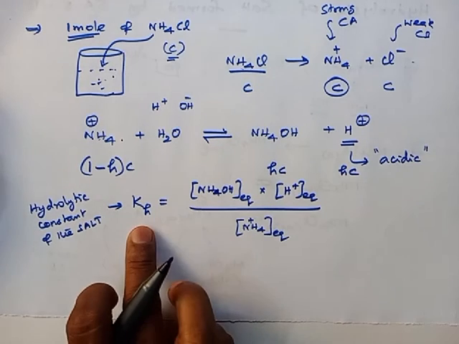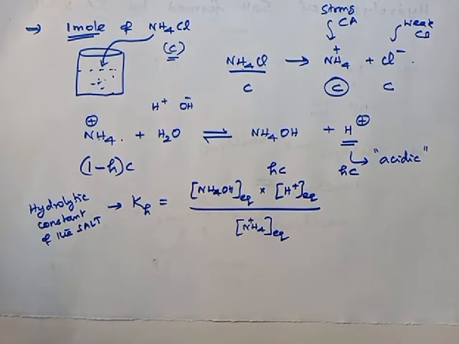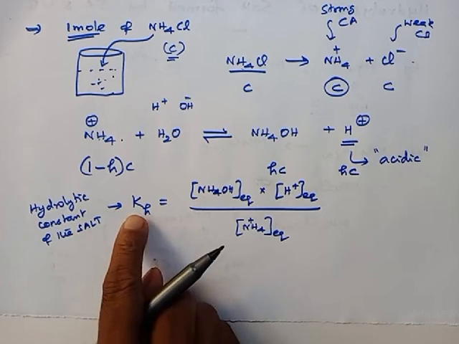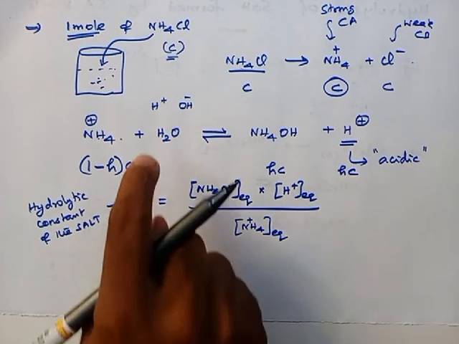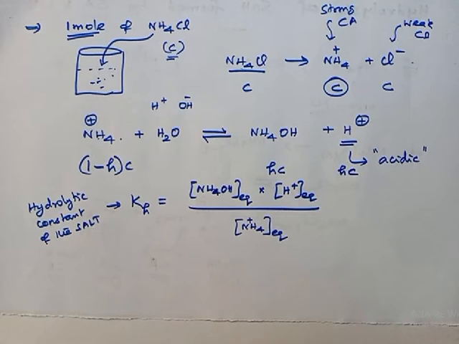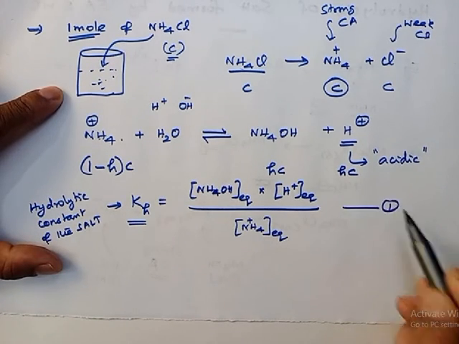So Kh is the hydrolytic constant. It is actually the equilibrium constant into the constant water concentration. Water concentration is roughly constant. Therefore, the equilibrium constant into the concentration of water is taken together and given as Kh. Kh is the hydrolytic constant of the salt. I'll take this as equation number 1.